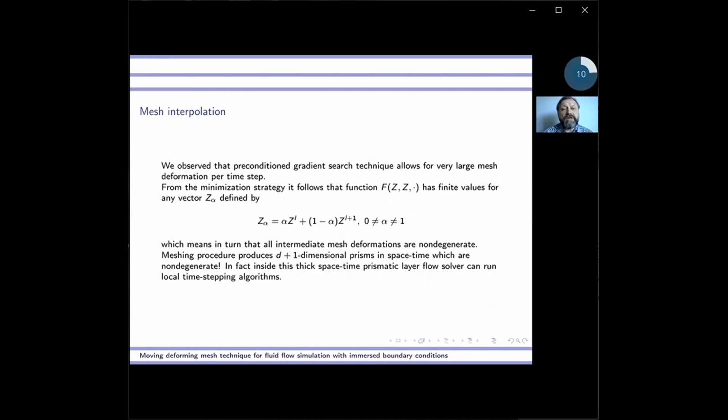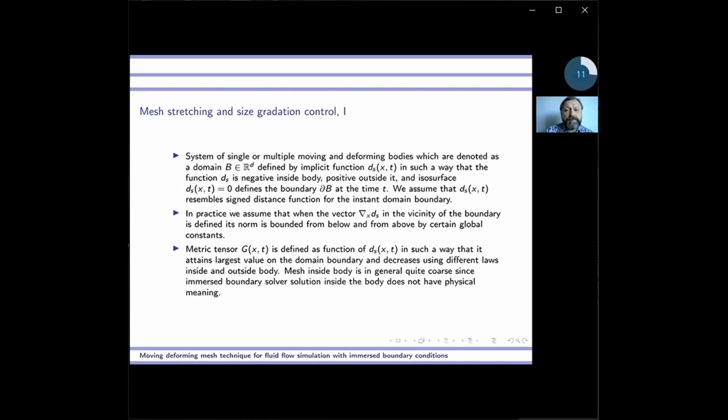These techniques allow us to run with very large steps and compute non-degenerate D+1 prismatic layers in space-time. And inside this layer, the flow solver can use its own time-stepping strategy. In practice, one linear solve is sufficient for 5 to 6 flow solver time steps.